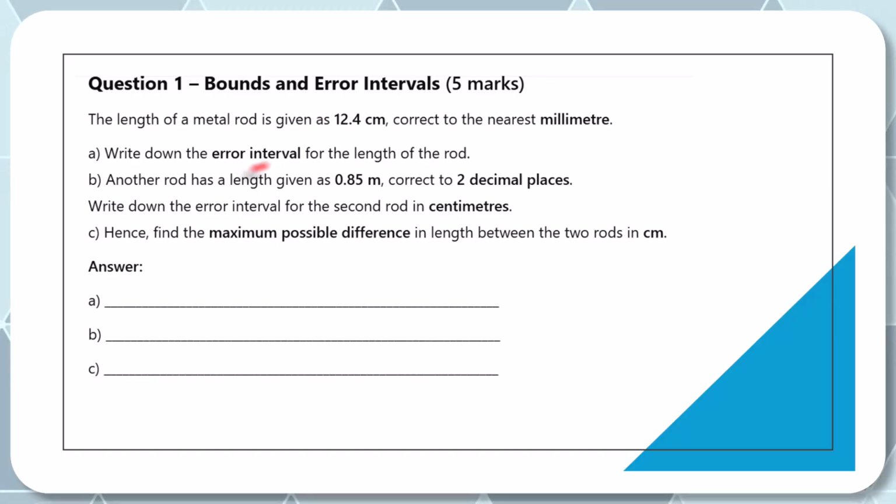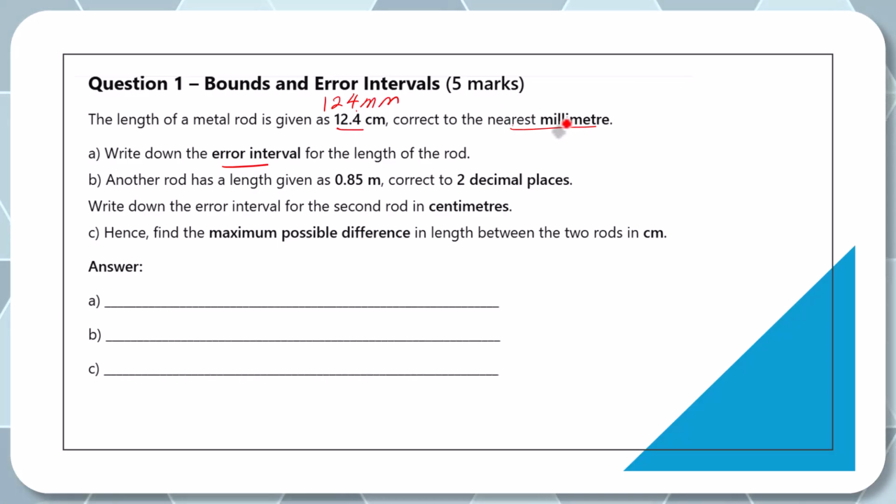The error interval basically means the maximum and the lowest range that the actual length could have been. Now, the rod was measured to the nearest millimeter. When you hear this, the first thing you need to do is change this dimension to millimeters. Remember, 1 centimeter is 10 millimeters, so you times it by 10 and that will give you that.